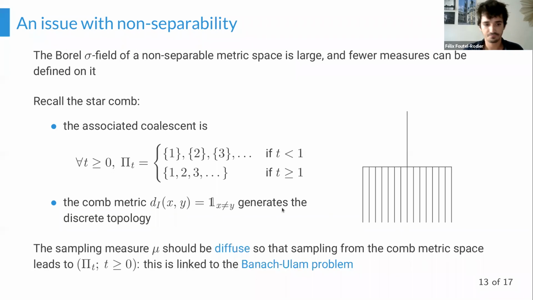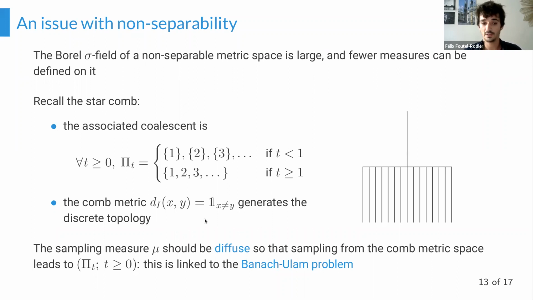And actually, this shows that the measure mu should be diffuse, because if you have an atom, then you will sample many times in that atom and you will see a macroscopic block at that time. And so now the question of knowing if we can find a measure that represents this coalescent actually amounts to knowing if we can define a diffuse measure, but which is defined on all subsets of [0, 1].